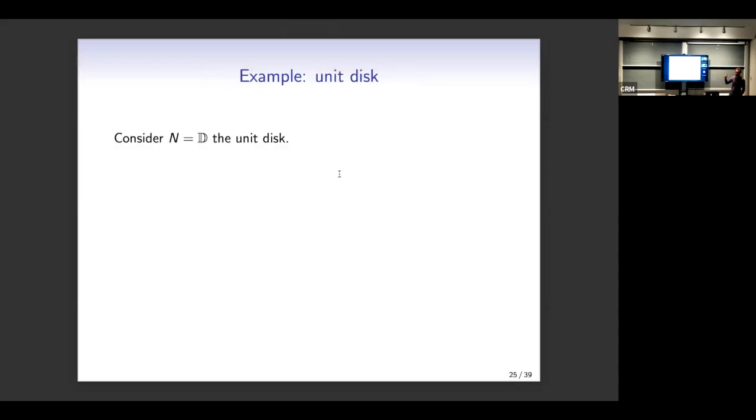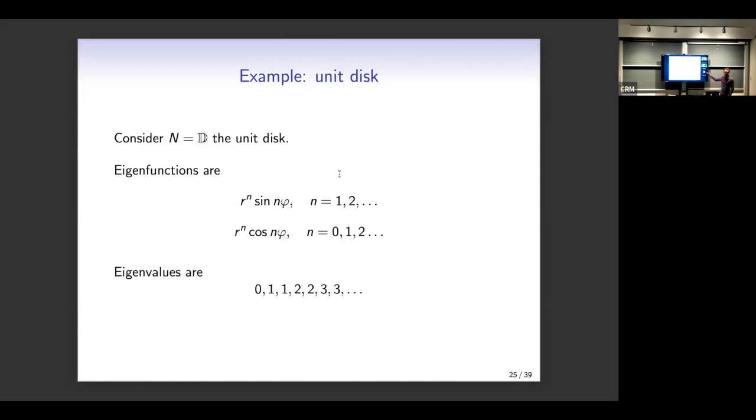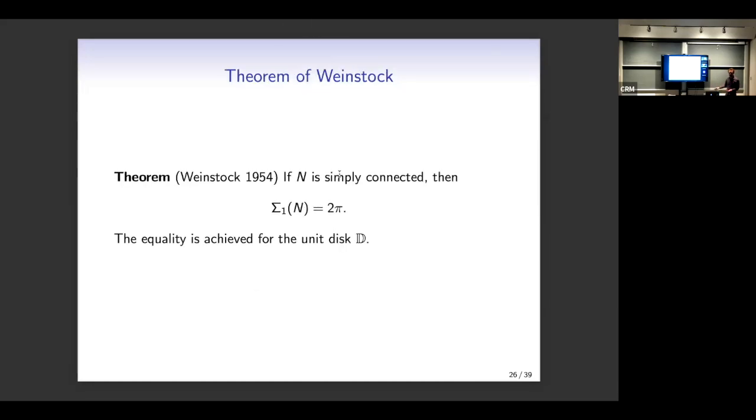So for the unit disk, computing eigenvalues on the unit disk is very similar to computing eigenvalues on the round sphere. You look at homogeneous harmonic polynomials on R2, and you restrict them to the disk. In this case, they have a nice expression in polar coordinates, r^n sine and r^n cosine. So the eigenvalues are 0, 1, 1, 2, 2. The analog of Hersch's result that the round sphere maximizes is Weinstock's. It says that the usual round disk maximizes in its topological class. So for simply connected surfaces, genus zero and one boundary component, you have 2π and the maximizer is a disk.